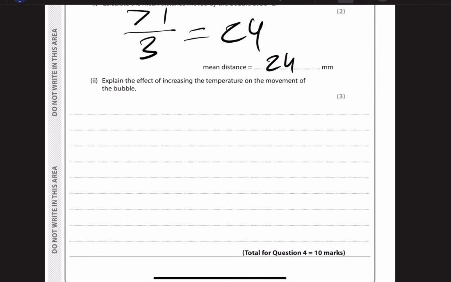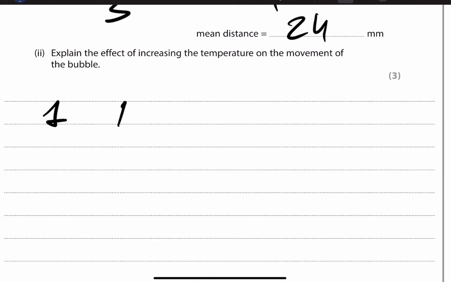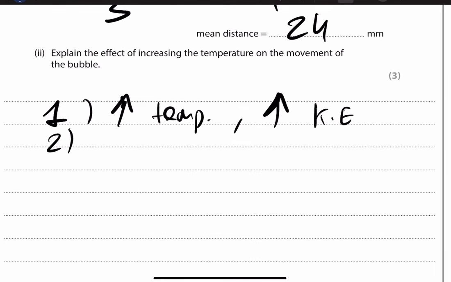Well, if we increase the temperature, we're going to have a higher kinetic energy, right? So let's write that down. Increased temp means higher kinetic energy. I'm writing like this just for the sake of explaining it, but when you write it, make sure you write in paragraphs, okay? So increased temperature means increased kinetic energy.